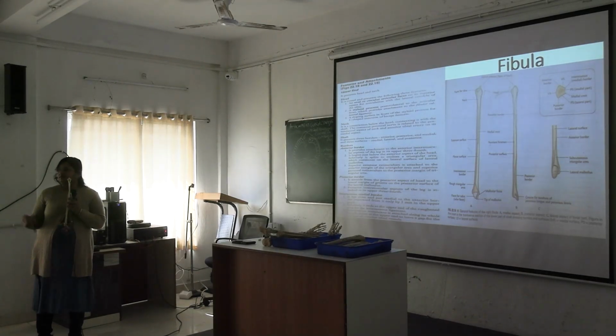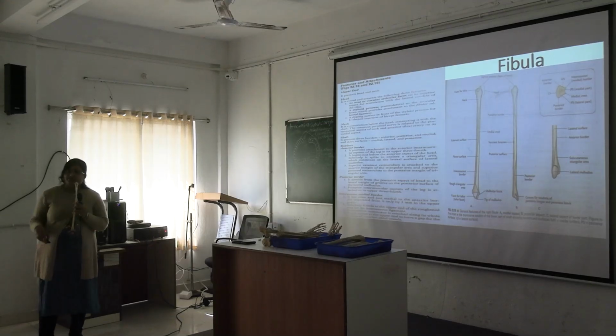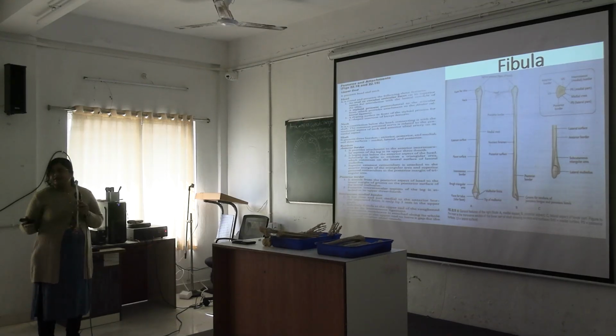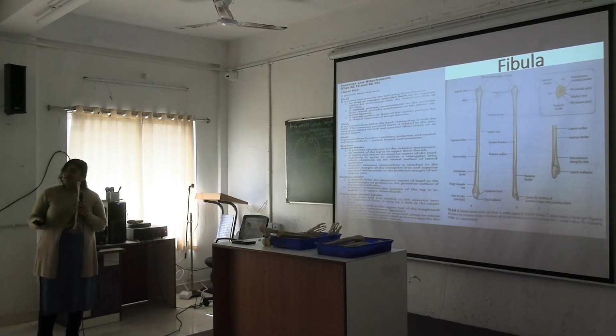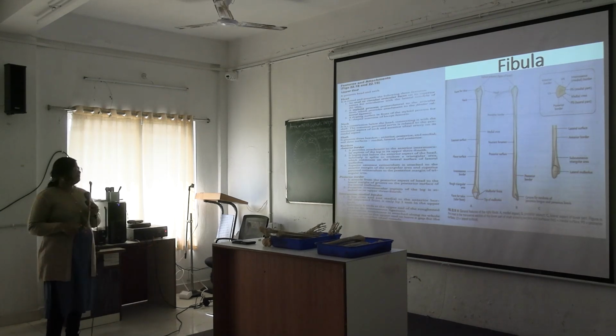Two intermuscular septums are attached here. Intermuscular septums are extensions of the deep fascia, dividing the leg into three compartments.